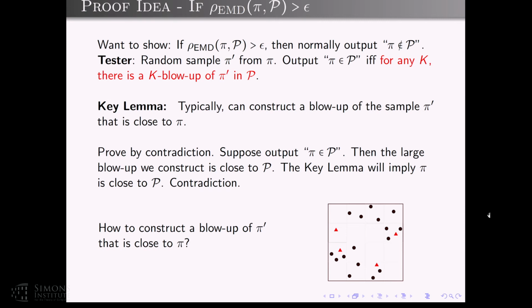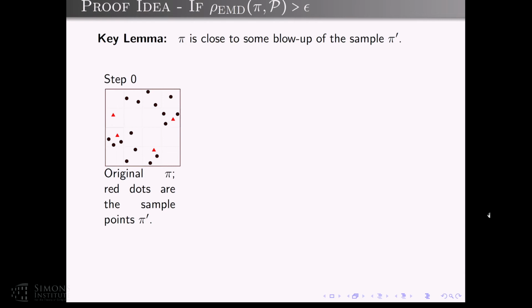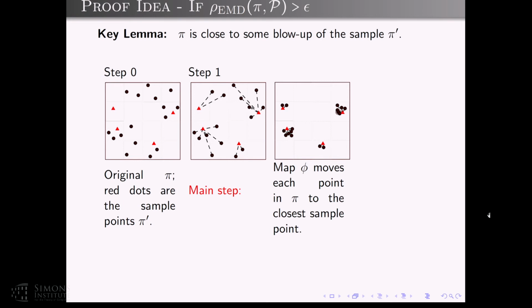The main thing for this case is to see how to construct a blowup of the sample permutation, the red small permutation, that is close to the original permutation pi. Look at this picture. How can we move the black points such that the new permutation looks like a blowup of the sample permutation? There is a very intuitive way of doing this. If we want to move the original permutation to mimic a blowup of the sample, the first thing that comes to mind is to move all the points in the permutation to the closest sample point.